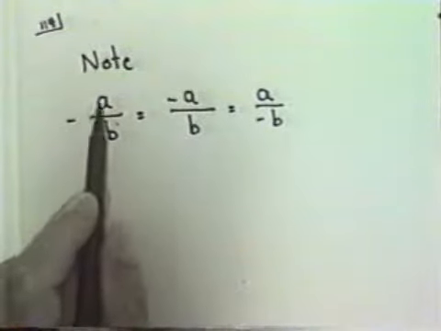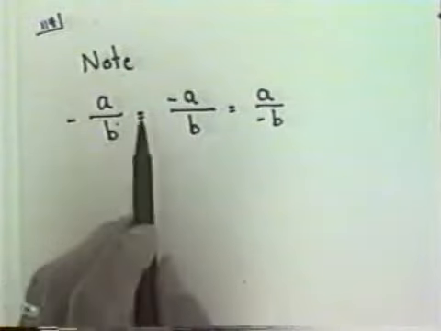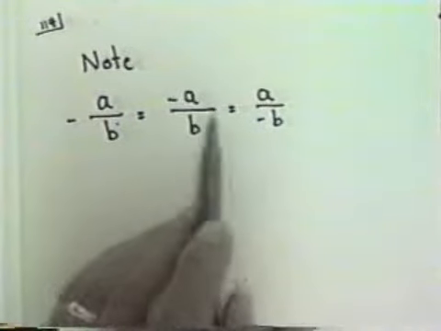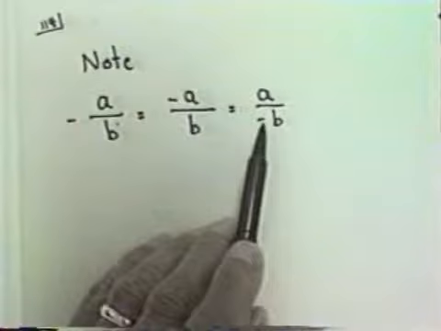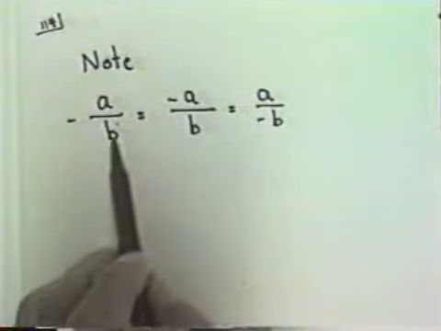The opposite of A, or the negative A divided by B, is the same as the opposite of A divided by B, which is the same as A divided by the opposite of B. Now, why is that true?